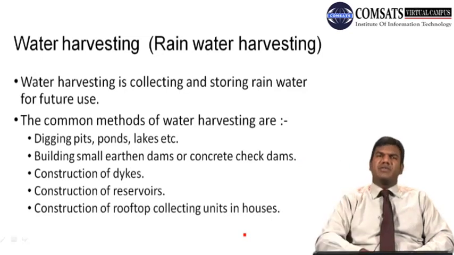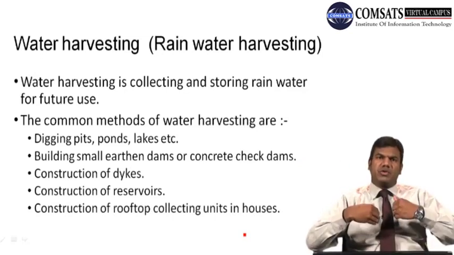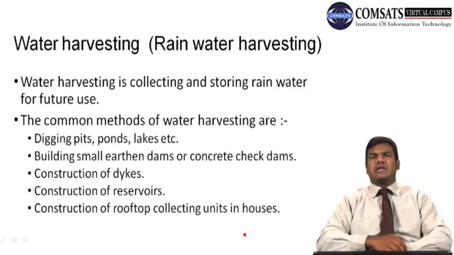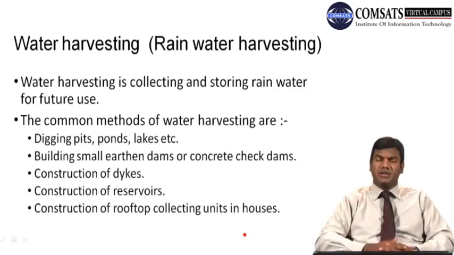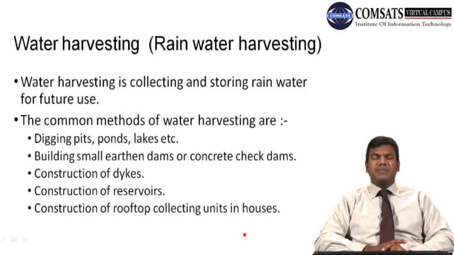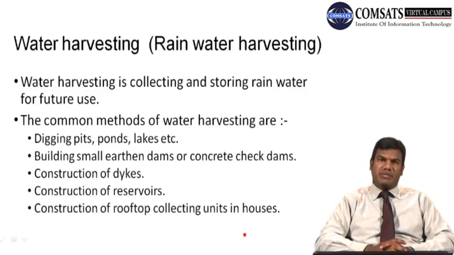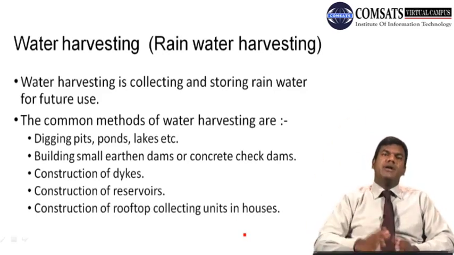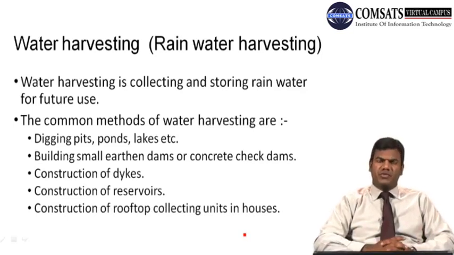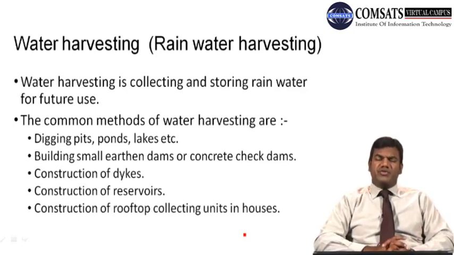नंबर 1 डिगिंग पिट्स या पॉन्ड्स. आपने कोई चीज़ खोद ली, वाटर कलेक्ट हो गया, and that is very easy, simple, convenient. फिर you build small dams, small earthen dams या concrete check dams आप बना लेते हैं. जब भी बारिश होगी and the water will get accumulated and then you can utilize that water for future sake. फिर construction of dikes, ठीक है, आपने ये dike construct कर लिया and dike क्या होती है?